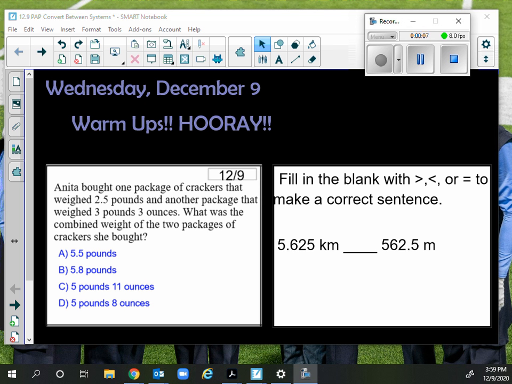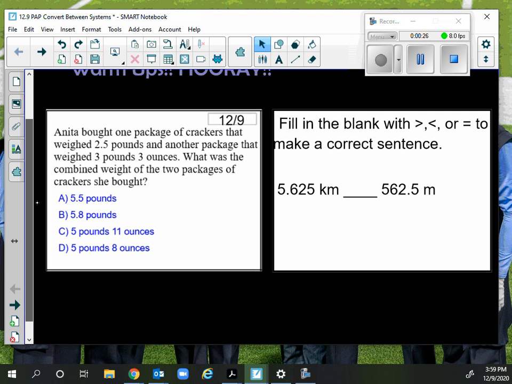We were working on conversions of different systems between the metric system and the customary system today. So I wanted to go through our lesson with you just in case you missed it or you wanted to rewatch so you could get the gist of what's going on. The first thing is our warm-up questions.